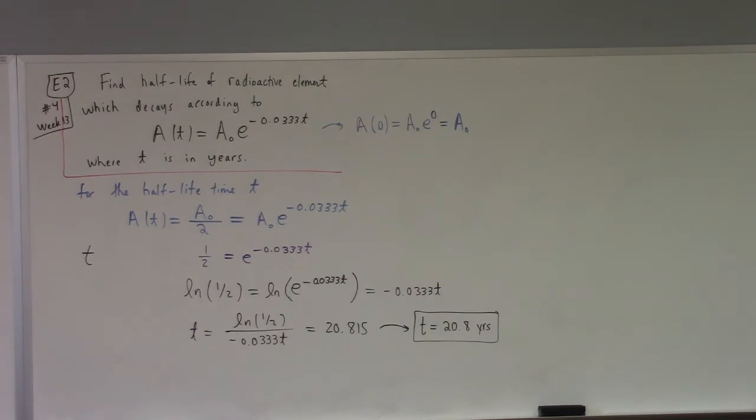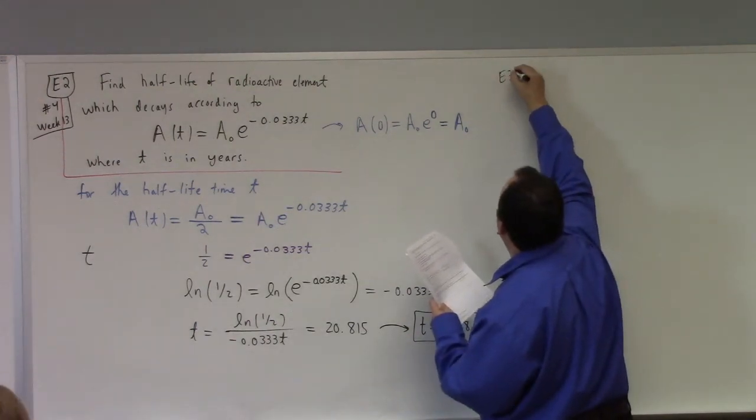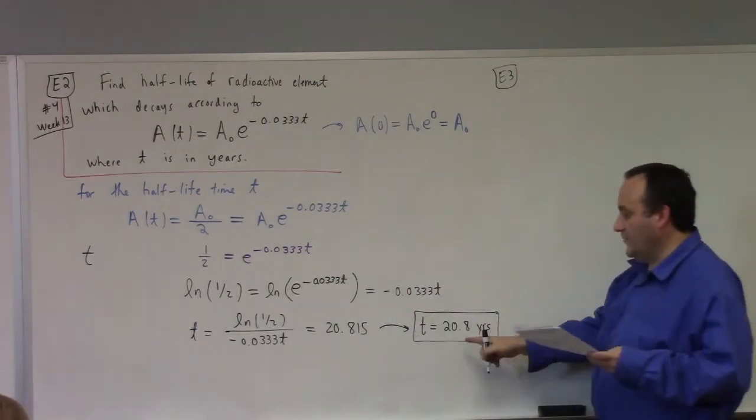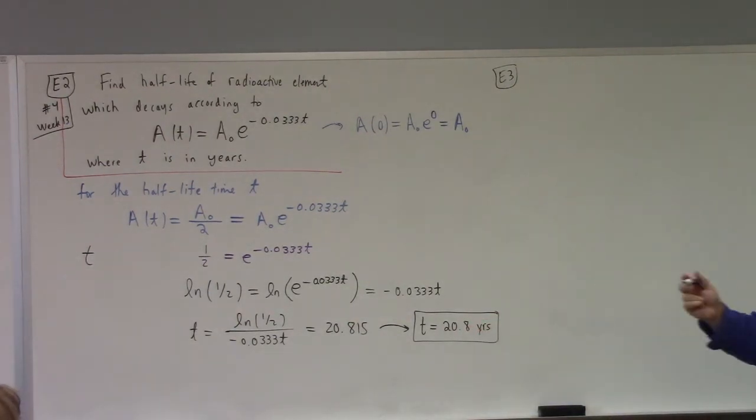Let's see here. This one is not about half-life. This one's a little bit different. Number 5. I'll do my number 5 for you guys. Oh, the reason 20.8 is it said to round to the nearest tenth of a year. That was why I rounded it like that. It's the instructions in the homework.